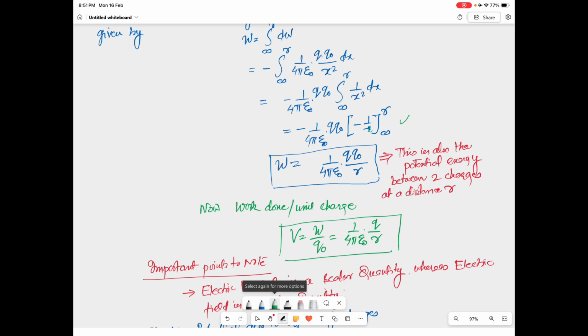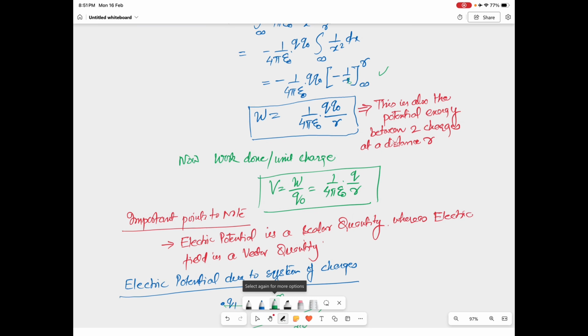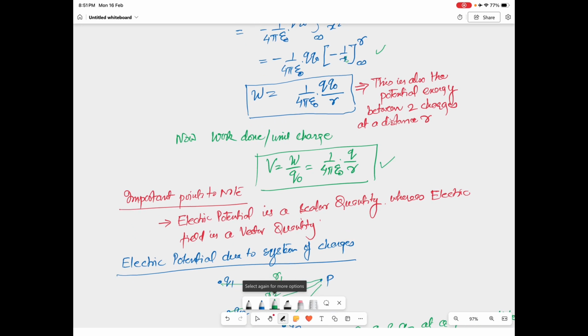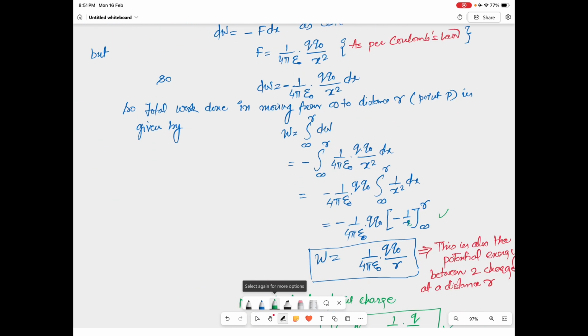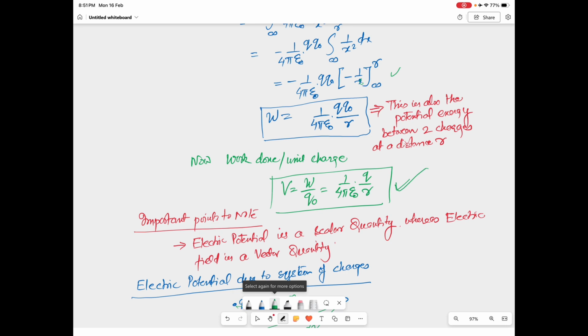So you must remember, if there are two positive charges placed at a distance r, the work done, or the potential energy stored between them, will be given by 1 upon 4 pi epsilon naught q naught by r. Now the work done per unit charge, I will divide it by q naught. So this will give 1 upon 4 pi epsilon naught q by r. So this is the formula: the potential V at a point P, at distance r from the positive charge plus q, is given by 1 upon 4 pi epsilon naught q by r.